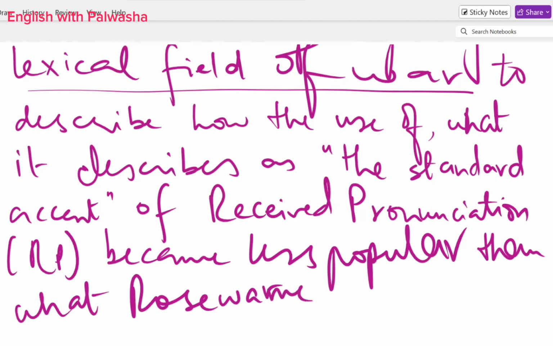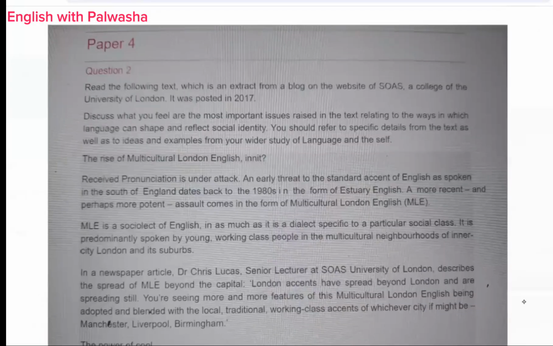Then what Rose Warren described. Has Rose Warren described the same thing? Let me just take you back towards the text. So you can see that in this first line, they are saying that the rise of multicultural London English, received pronunciation is under attack. So isn't it so that the extract begins by using a lexical field of war to describe how the use of it, and describes the standard accent of received pronunciation. An early threat to the standard accent of English as spoken in the South of England dates back to the 1980s. You can also mention the exact statistics which are mentioned in the first paragraph of the text.